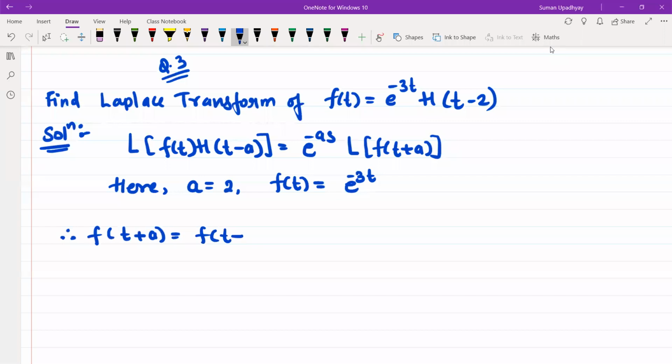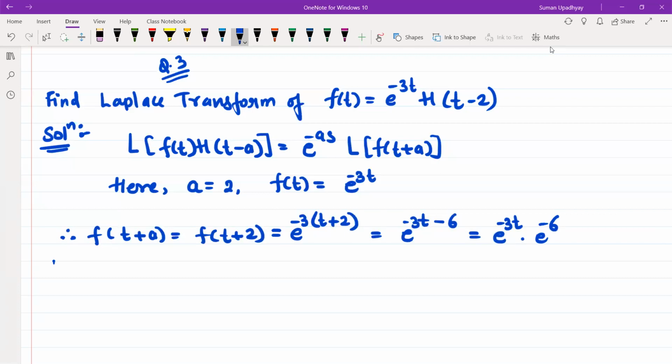So tell me what f of t plus a will become. f of t plus 2. So it will become e raised to minus 3 into t; you have to replace t with t plus 2. So what will I get? Multiply this 3 inside: e raised to minus 3t plus minus 6. So it is e raised to minus 3t into e raised to minus 6. Have I written it correctly? Yes, ma'am. Now I have to take its Laplace transformation.